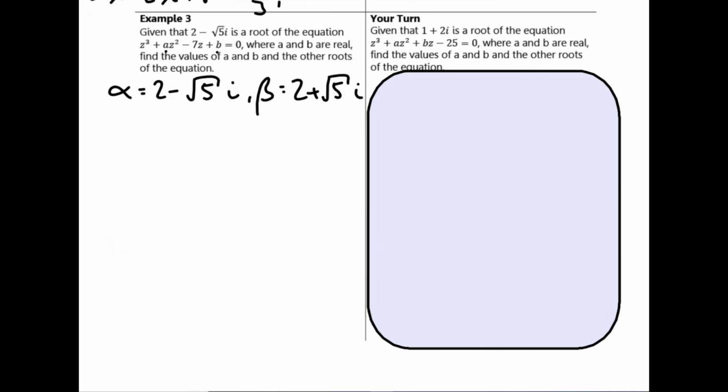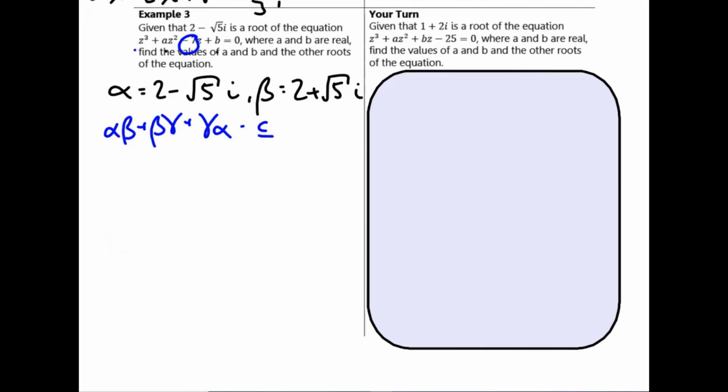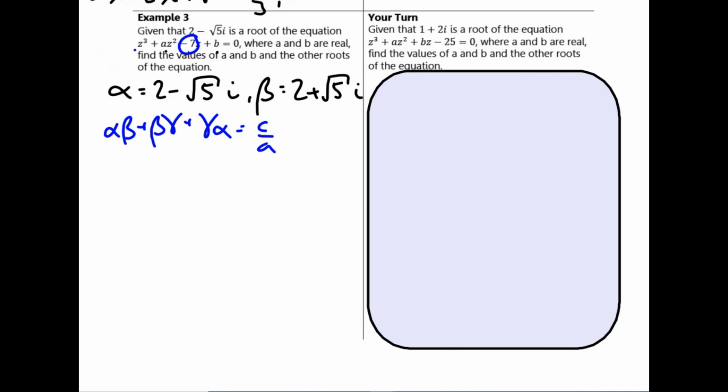Now, looking at the equation, we've got minus 7 in the C position. So C is the sum of the product pairs of your equation. That's equal to, so the sum of the product pairs is equal to C over A. Let's substitute in what we've got. So alpha we've got is 2 minus root 5i. Beta is 2 plus root 5i.